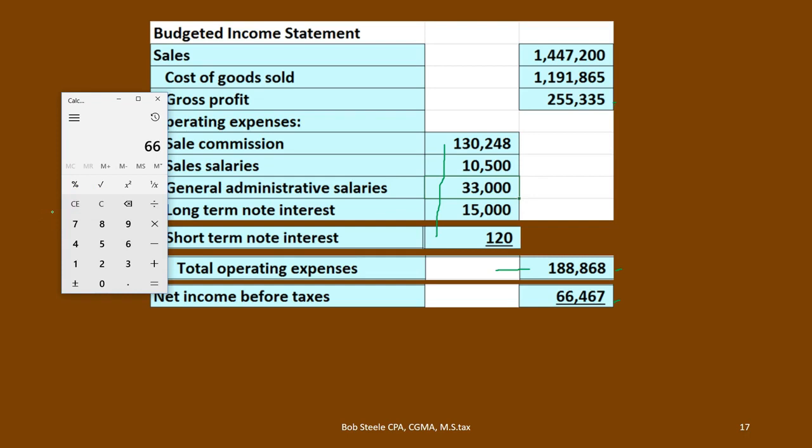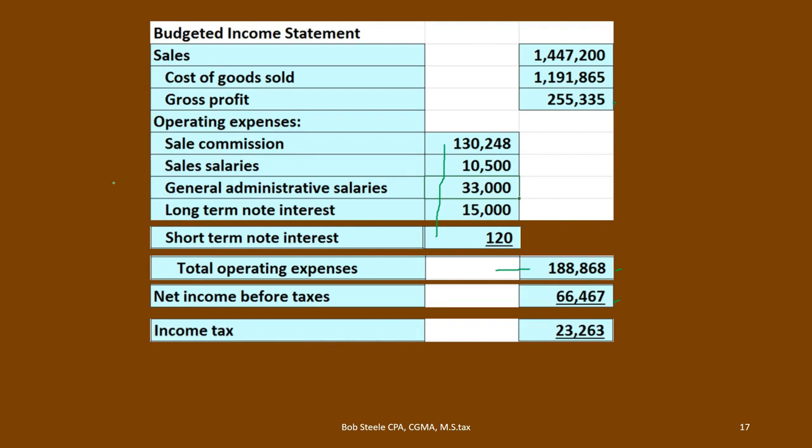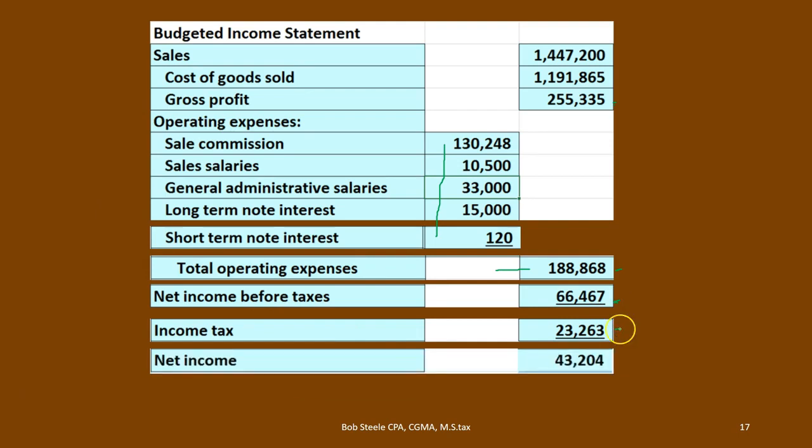So we're going to take the $66,467. We're going to assume 0.35, a 35% tax rate, and that will give us the tax of $23,263. So there's the $23,263. Then if we take the income before taxes minus the taxes, that will give us the net income, the $43,204 net income.